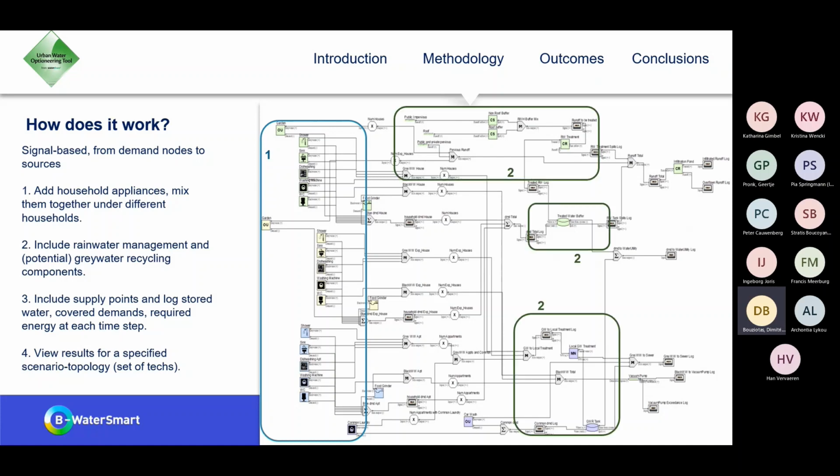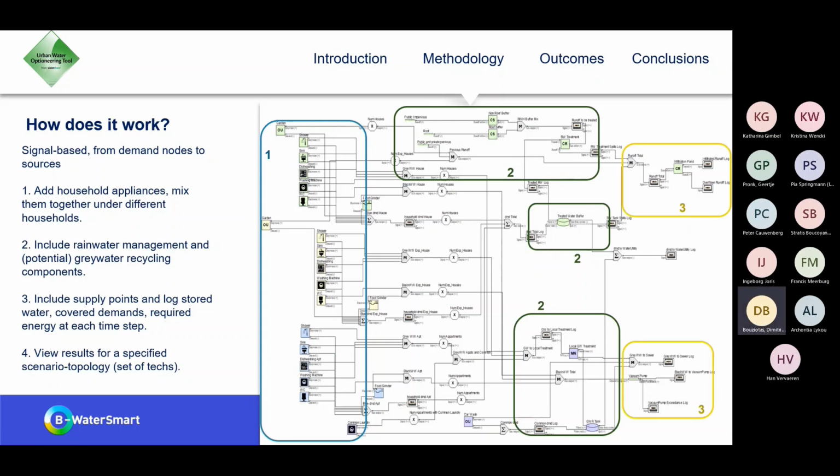Secondly, we include decentralized local supply measures such as rainwater harvesting and grey water recycling components. So we match some of these household and neighborhood demands with the local supply. We also simulate runoff from roofs with special components. So you can see these additions here.